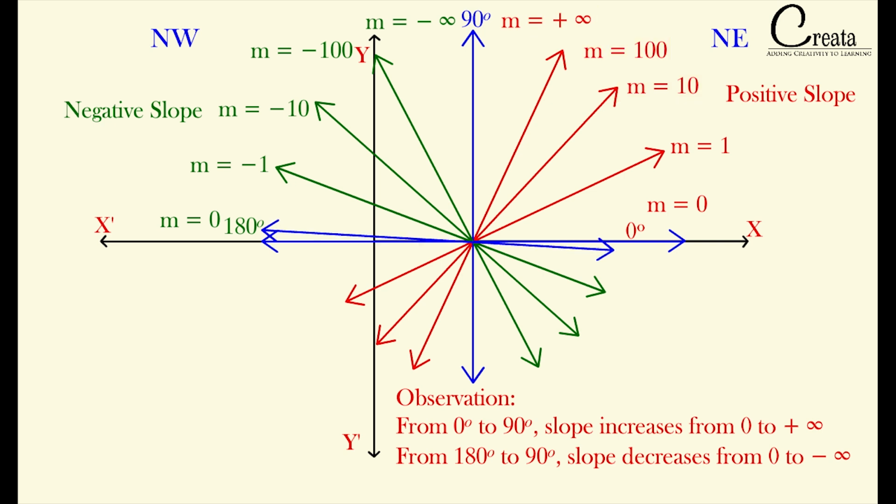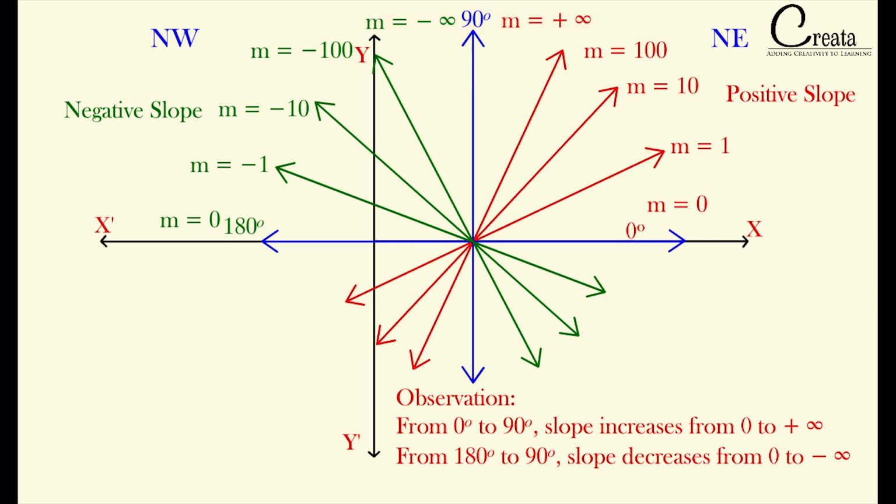Similarly, if we move from 180 degree towards a 90 degree, the slope will be negative. That is, slope will start from 0, then to -1, -10, -100, it will move till negative infinity. And at tan 90 degree, the slope is negative infinity as well as positive infinity, that is not defined.